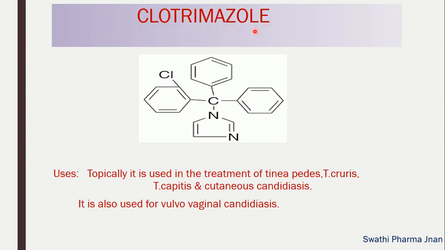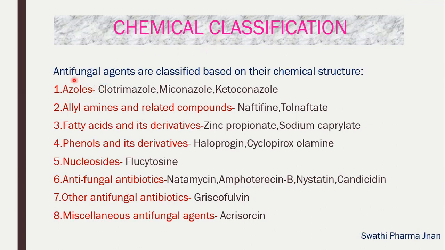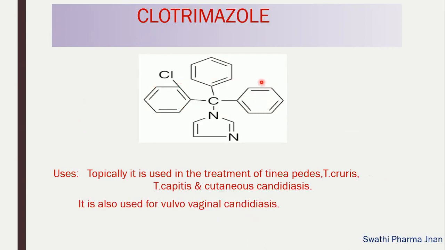First structure is clotrimazole. As I said earlier, azole indicates it contains imidazole as the basic nucleus. You can see here imidazole is the basic nucleus present in this structure. All the azole drugs contain imidazole as the basic nucleus. What is imidazole? Imidazole is a 5-membered ring containing 2 nitrogens at first and third positions with 2 double bonds. And here tri indicates 3 phenyl rings are present.